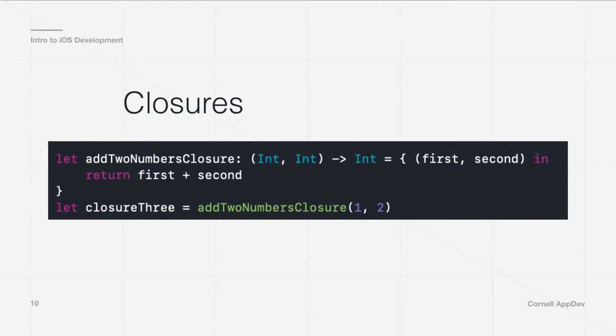So what exactly is the value of closure 3, based on what I just explained about add two numbers closure? Does anyone want to guess?